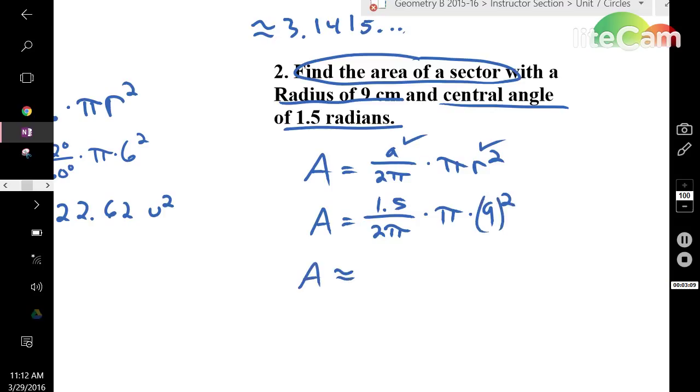And you can actually type this in as well, 1.5 divided by... And remember, when you put 2 pi underneath the fraction, you need to put the 2 pi in parentheses when you're calculating. So times pi times 9 squared. So it's actually 60.75 exactly, square centimeters.